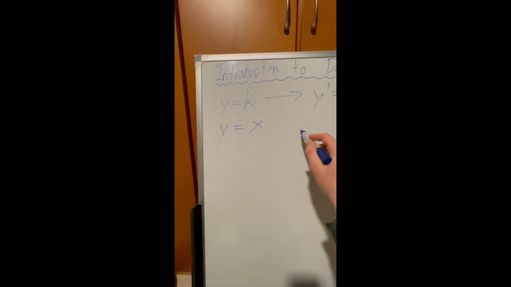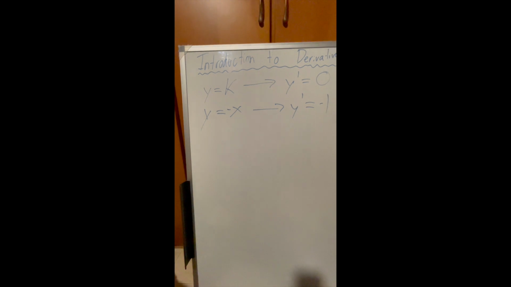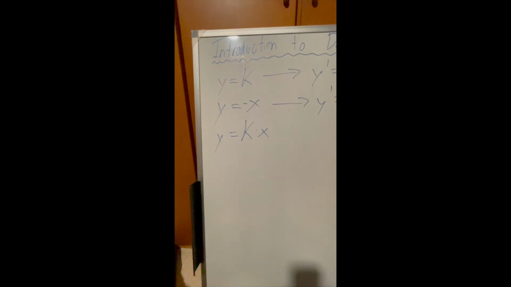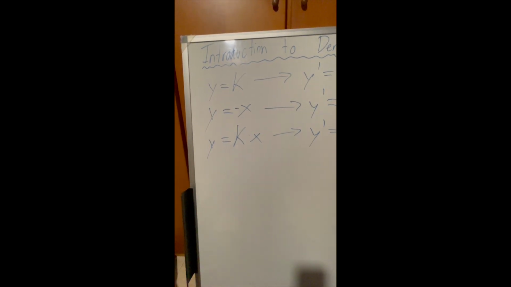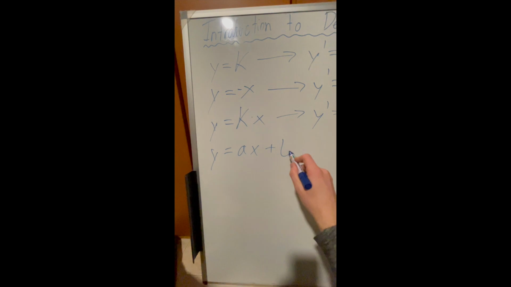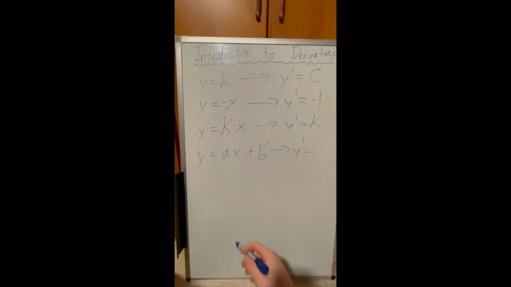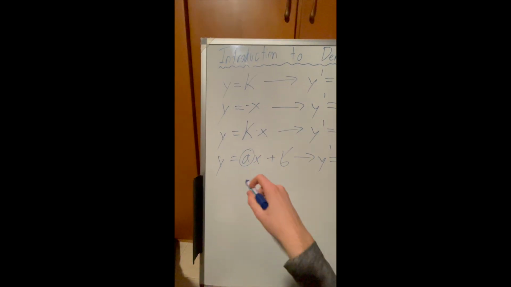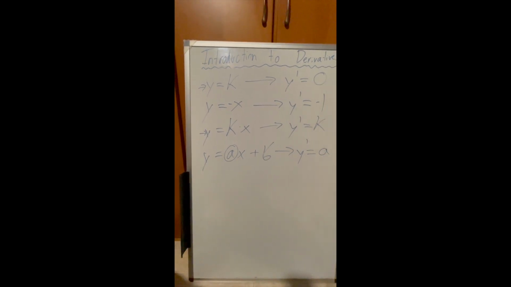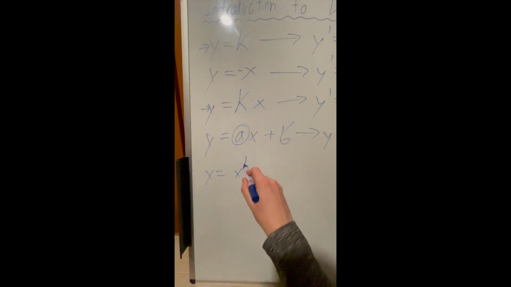If we have y equals x, the derivative is going to be 1, or if it is minus x, it is going to be minus 1. If our function is k times x, a parameter, a number times x, the derivative is going to be k. And if we have ax plus b, for example, the b cancels out since it's a constant, and we only keep the a, so it stays as just a.